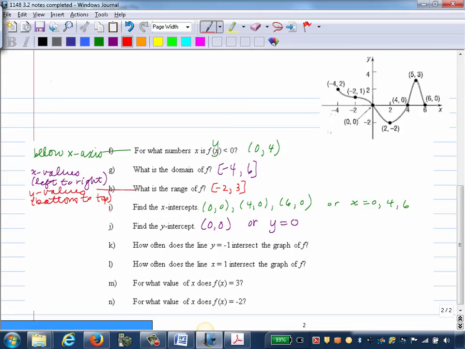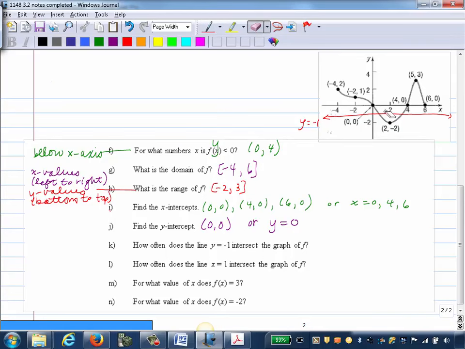Part K, how often does the line y equals -1 intersect the graph of f? So first we have to remember what the line of y equals -1 looks like. Well, we know when the equation is just a y with no x in it, that's a horizontal line. So this is going to be a horizontal line down where the y value is -1. So if we go on my graph here, that would be approximately here.